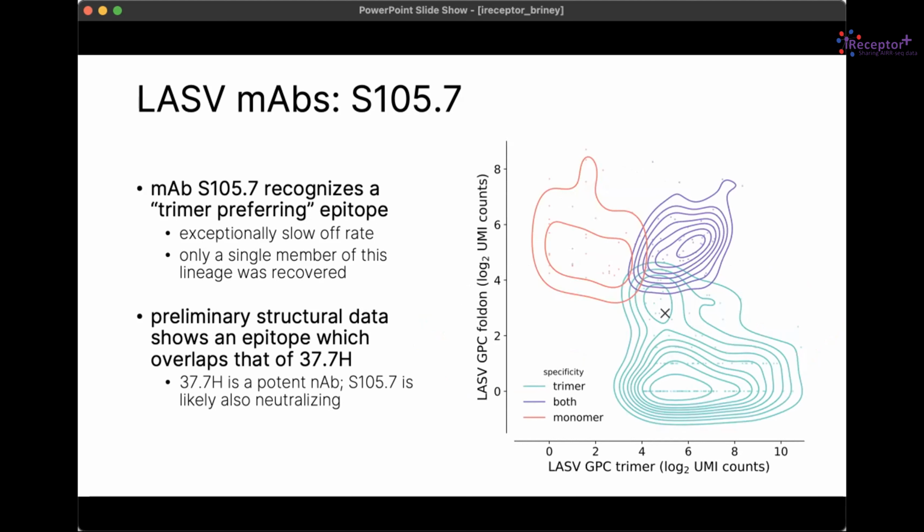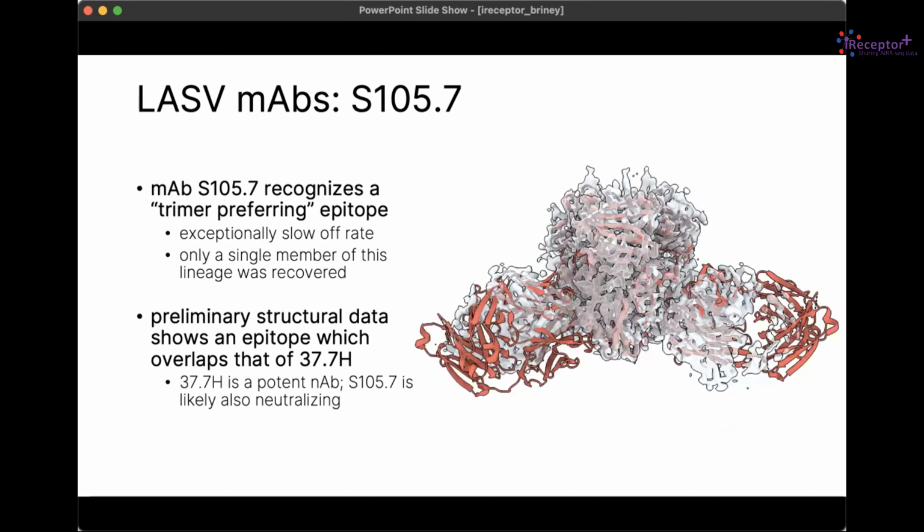So it can bind the monomer, but it binds the trimer better because the trimer has both of those protomers there. If you're binding to just the monomer, you're only using one portion of the epitope for binding. So again, even in this kind of odd case, the antigen barcode data very well recapitulates what we actually see functionally as well.